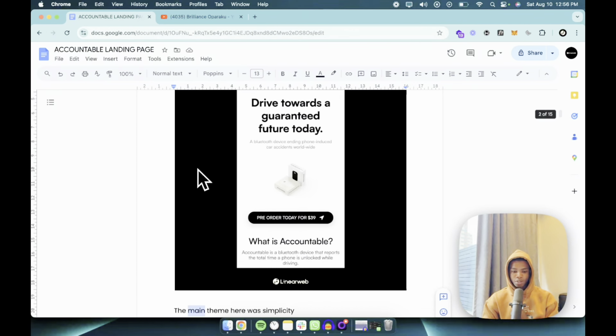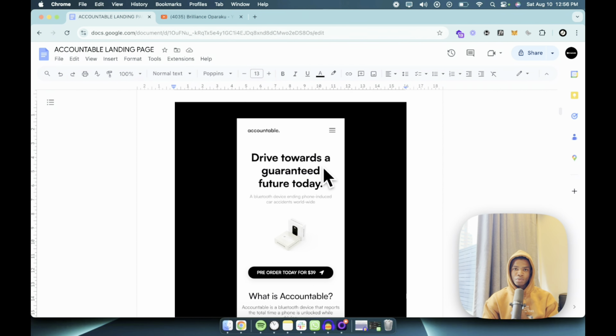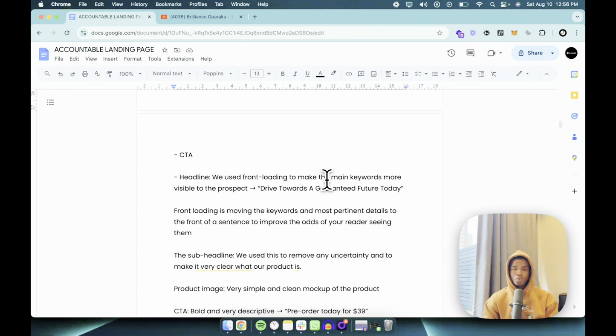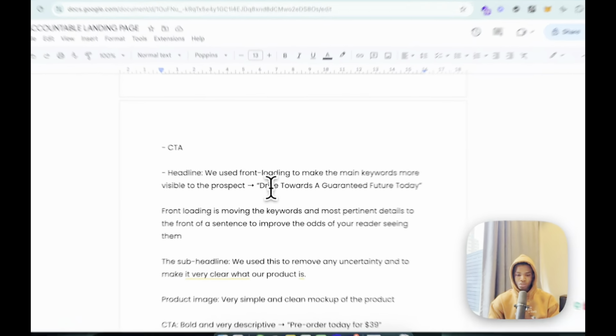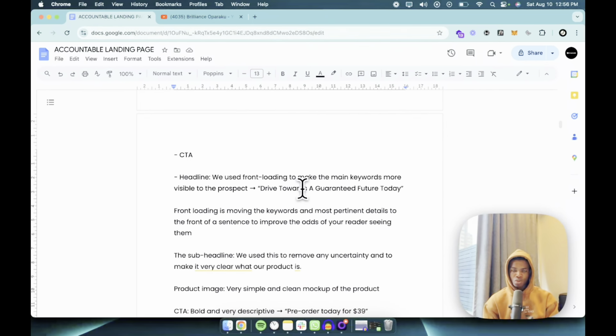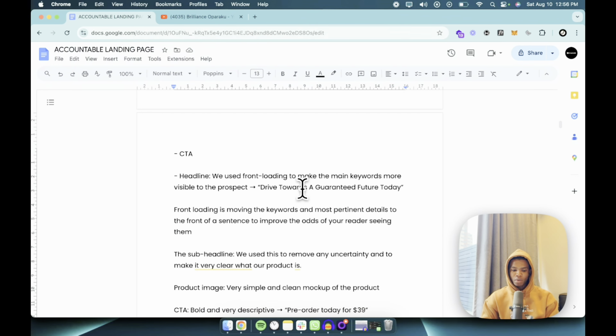So for the headline, you can see here we have "drive towards a guaranteed future today." And we use something called front loading to make the main keywords more visible to the prospect. And the main keywords to the prospect are driving towards a safer future, whatever that is like, right? So "drive towards a guaranteed future today" is what we created to create that intrigue, and also front load it so that the prospect sees immediately what this thing is about, right?